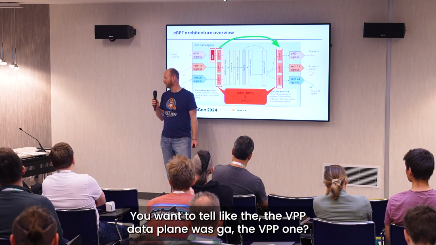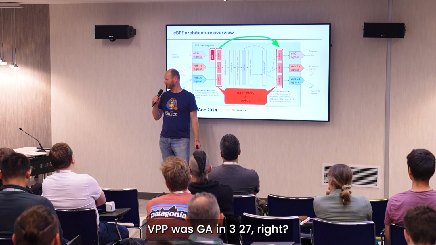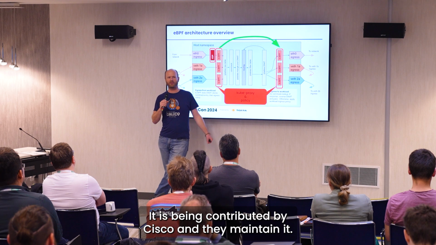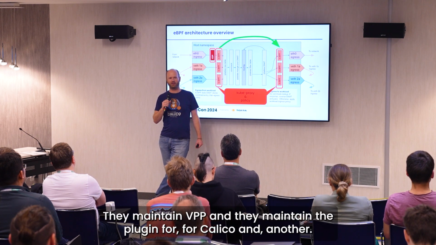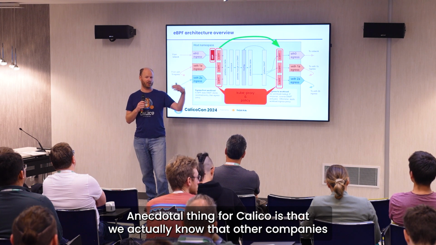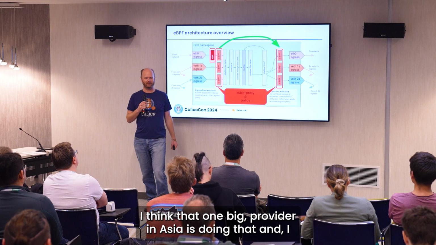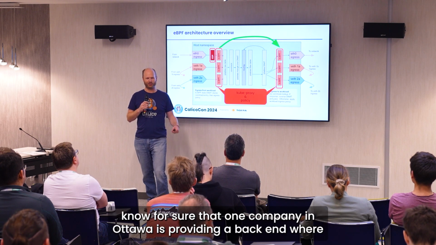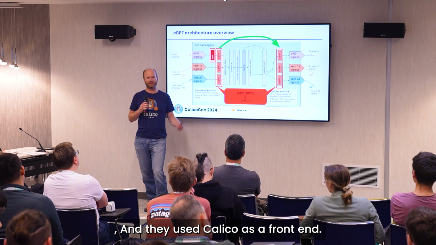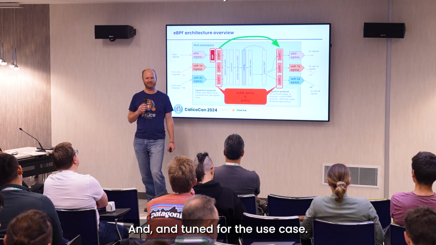You want to tell them the VPP data plane was GA, the Calico VPP one? Yeah, VPP was GA'd in 3.27, right? Yeah. We don't support VPP as a company, as Tigera. It's being contributed by Cisco, and they maintain VPP and the plugin for Calico. Another anecdotal thing for Calico is that we actually know that other companies are using Calico as a front end for their own in-house backends. I think one big provider in Asia is doing that, and I know for sure that one company in Ottawa is providing a backend where Calico actually runs in hardware, and they use Calico as a front end. So from a user perspective, it's the same thing, just the data plane is different and tuned for the use case.